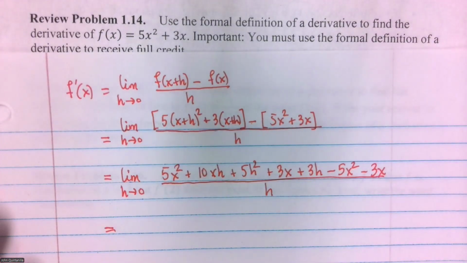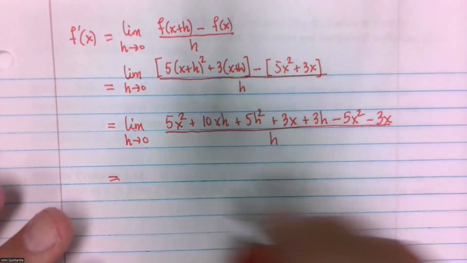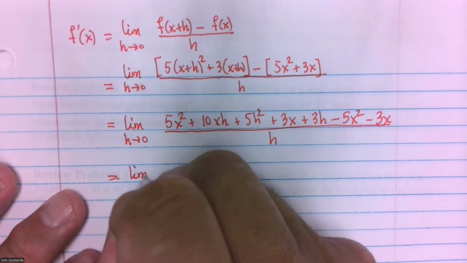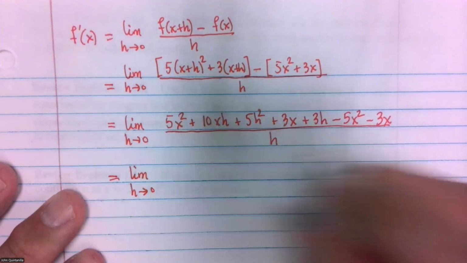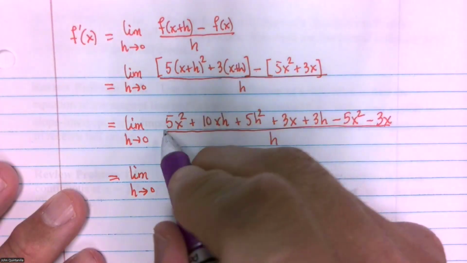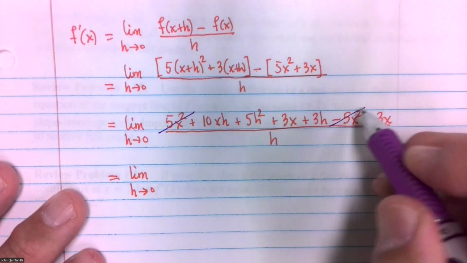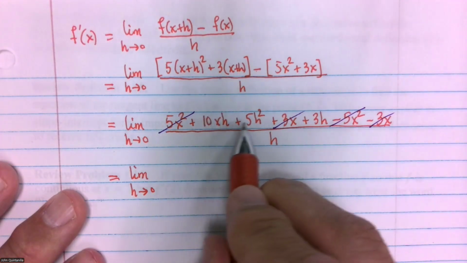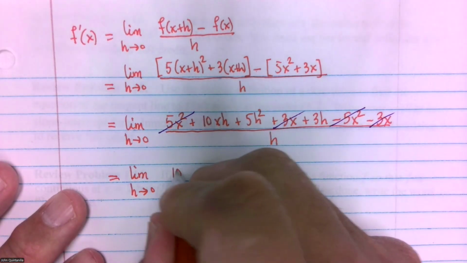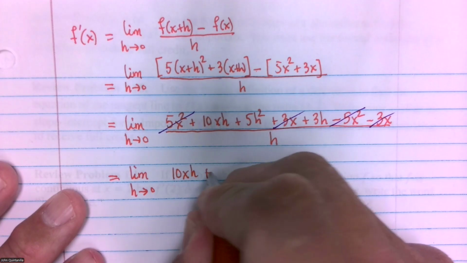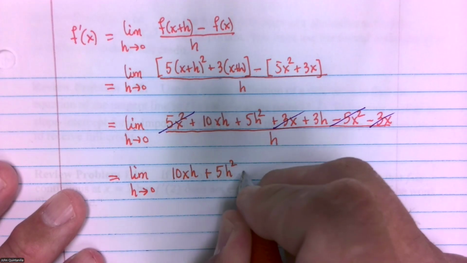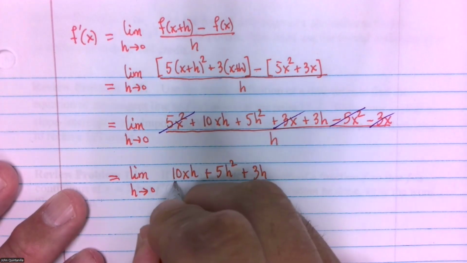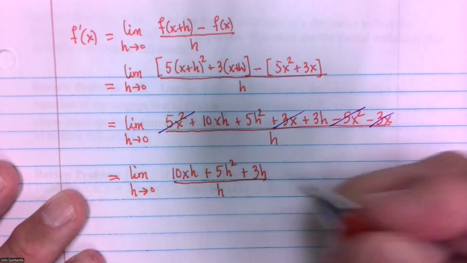Okay, things start simplifying considerably on the next line. So this is equal to the limit as h approaches 0. And I notice that I have a 5x squared here, and I have 3x's there. And so all that'll be left are these three terms, 10xh plus 5h squared plus 3h, all divided by h.